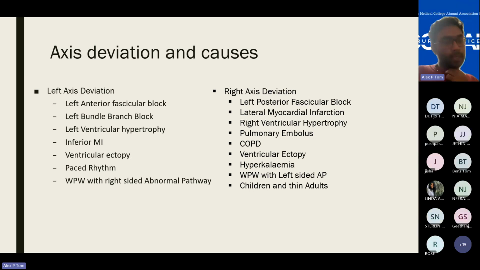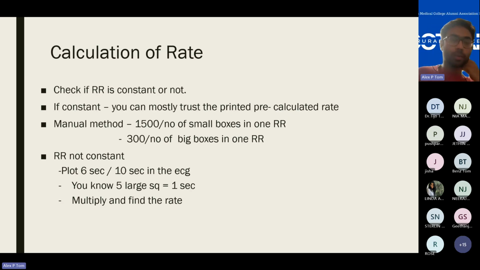Okay, so next is calculation of rate. How do you calculate rate? The most important thing is you would have studied this formula in first year, and that has stuck in our heads, and that's how we usually calculate rate in common practice. But the first thing is not to blindly apply the formula, but to check the RR interval. You need to see if the RR interval is constant or not. If the RR interval is constant, then you can use this formula: 1500 divided by the number of small boxes in one RR interval, or 300 divided by the number of big boxes in one RR interval.